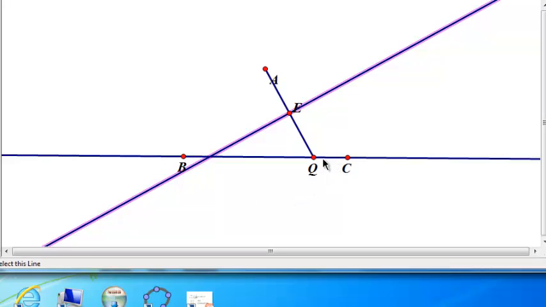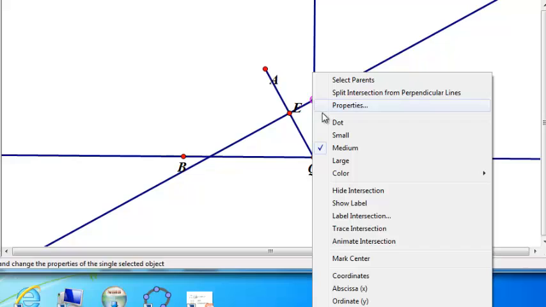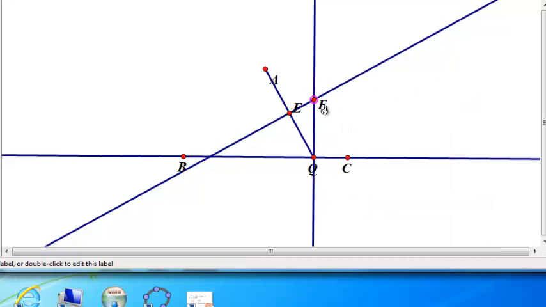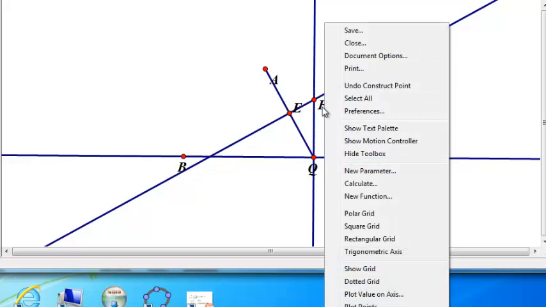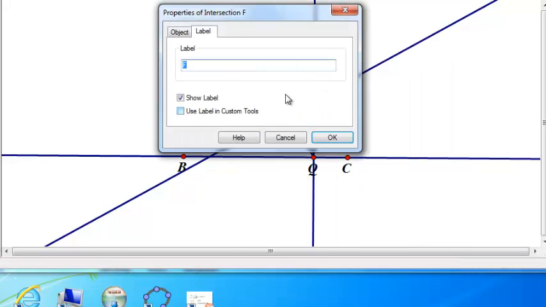Also we find the perpendicular to BC at Q, that is, we select Q and the line BC so that we are able to construct the perpendicular line. Now these two lines intersect at this point, which we can now label. Let's label it as P.